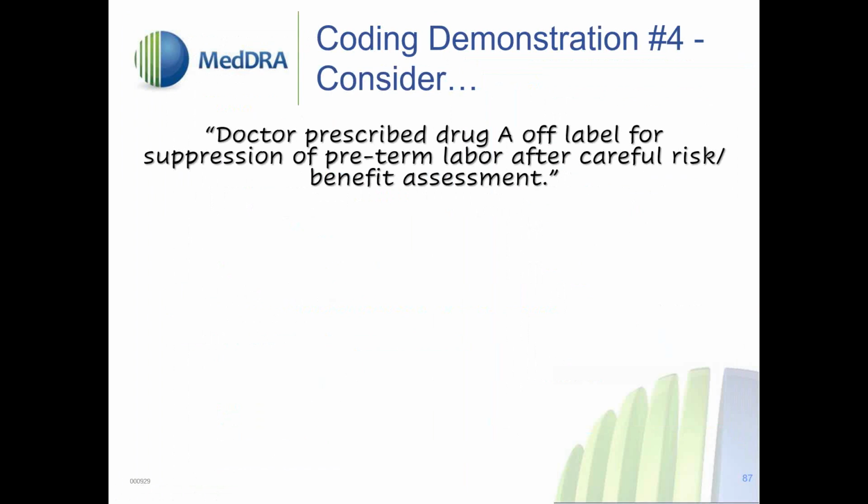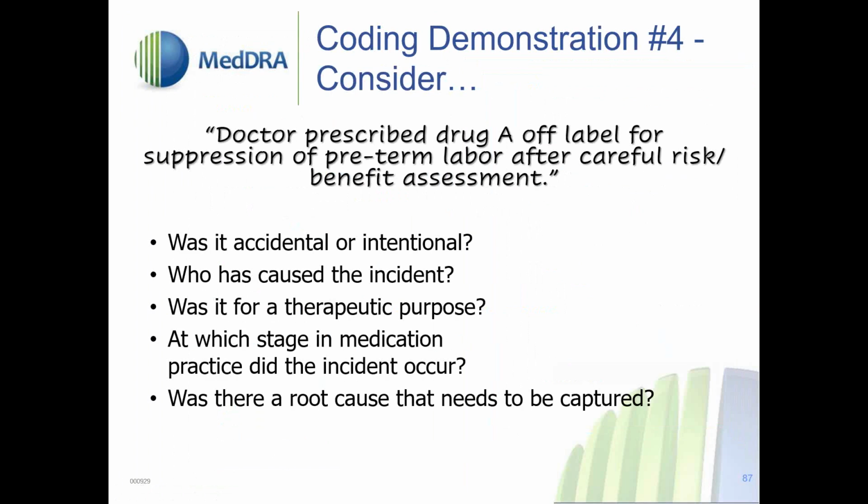So in this example, it is reported that the doctor prescribed drug A off-label for suppression of preterm labor after careful risk-benefit assessment. So what do we know here? We know that it was intentional. It was a conscious decision. We know it was triggered by a doctor, an HCP. It was in the framework of therapeutic use. So all criteria for classification of the incident as off-label use are met.